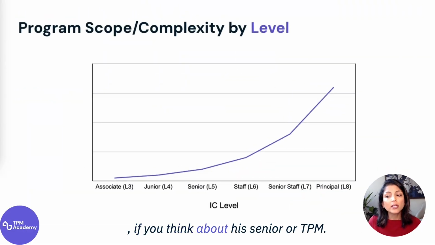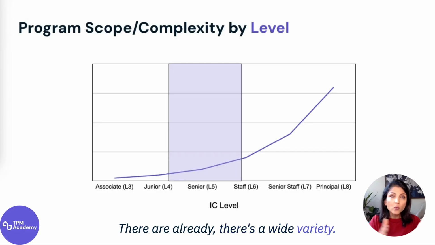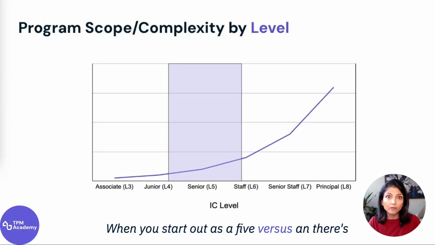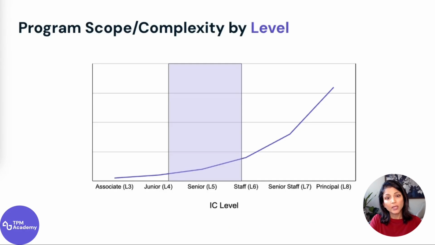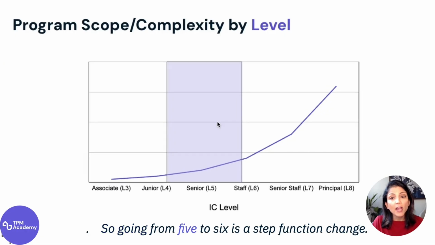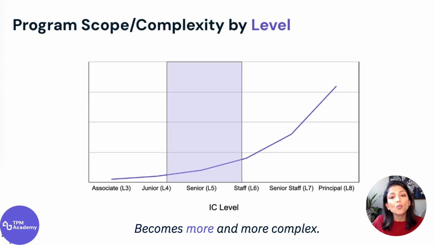If you think about a senior or L5 TPM, it's a big wide range. I told you they are an advanced TPM. There's a wide variety. When you start out as a 5 versus where you end, there's a lot of growth that you have achieved. So going from 5 to 6 is a step function change because the level of work you do, the type of work you take on becomes more and more complex.